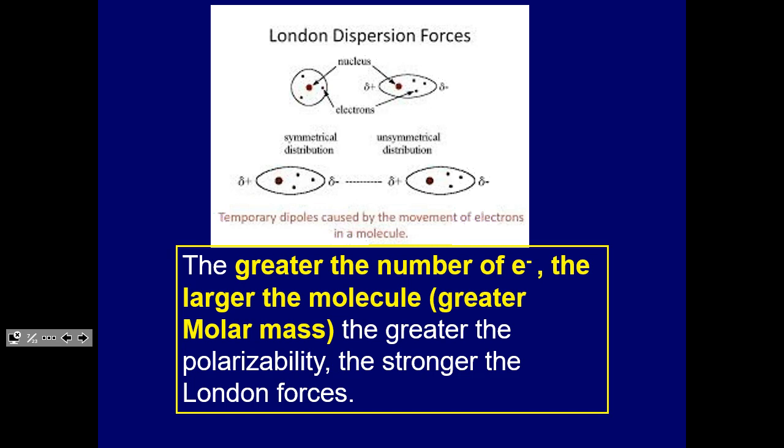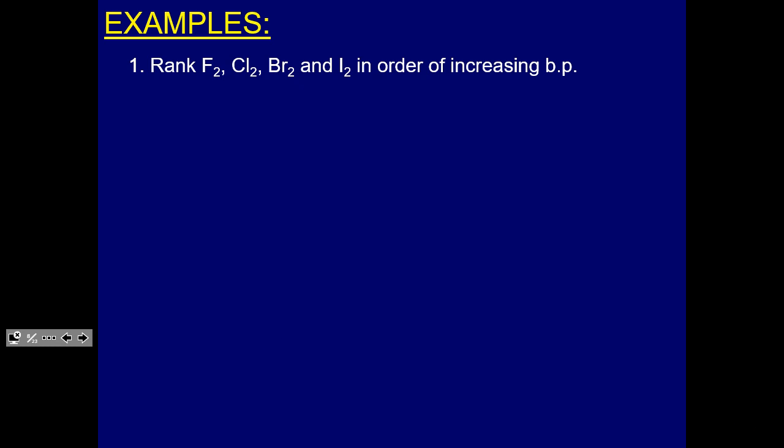So essentially, I'm telling you that if I'm asking you to compare the London forces between molecules or atoms, determine the molar mass. And the heavier it is, the stronger the London forces will be. And if it's only London forces acting on it, and we don't have any dipole-dipole or anything like that, then it should have the higher melting point, boiling point. It's simply that logical and that easy. A very common and easy example to look at is comparing F2, Cl2, Br2, and I2, and ranking them in order of increasing boiling point.